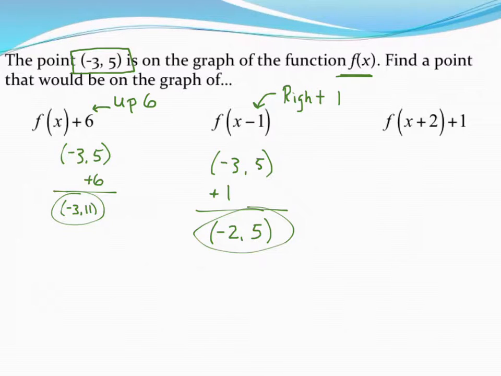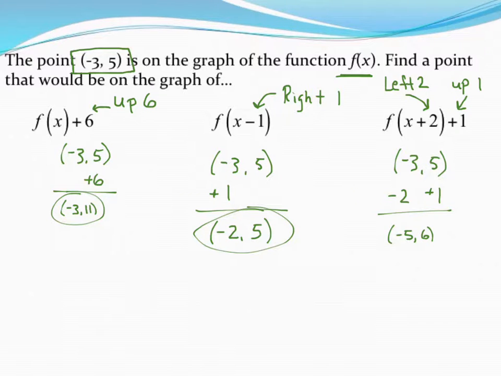Next up, or on this screen at least, I've got 2 transformations to look at. This is going to move the graph in the opposite direction horizontally of what I think. So this will actually move the graph left 2. I'll subtract 2 from the x value. This, since it's outside of the parentheses, will move my graph up 1 and affect the y value. So my point, which began at (-3, 5), I'll now subtract 2 from the x because I need to do the opposite, and add 1 to the y. So my new coordinate is (-5, 6).